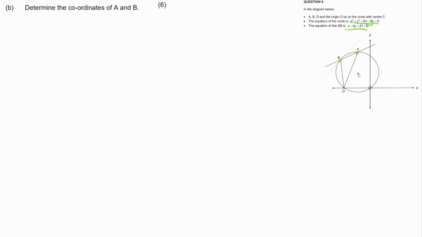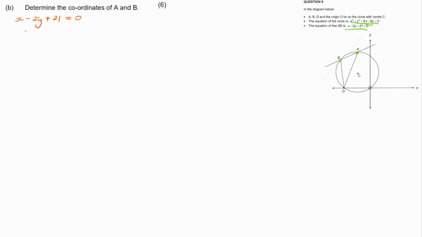So let's work with the equation of AB. So I'm going to write it first. x minus 2y plus 21 is equal to 0. So we have two equations and two unknowns. So what we're going to have to do is simultaneous equations.